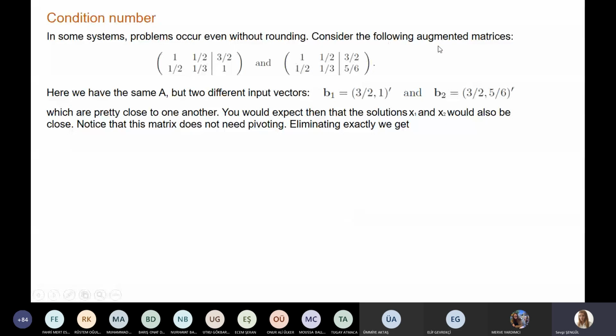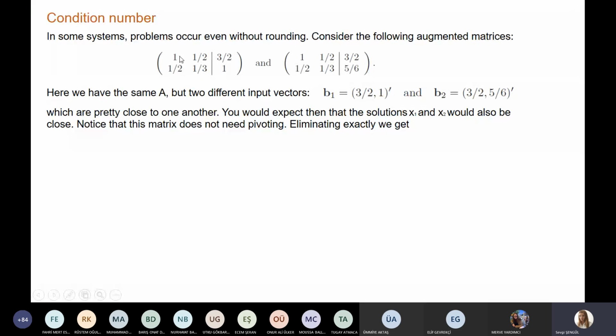Problems occur even without rounding. Here we have the same A, look at that, but 2 different inputs: 1, 1 over 2, 1 over 2, 1 over 3. So our A matrices are the same. Look at the B ones: 3 over 2, 1, 3 over 2, 5 over 6. As you can see, the difference is only 1 over 6. So with the same A, you are giving different inputs. You can assume that my inputs are so close to each other, my results will also be close, because you are changing your input little by little.